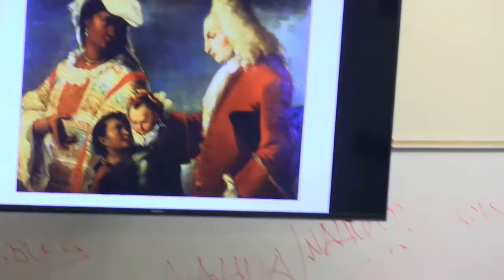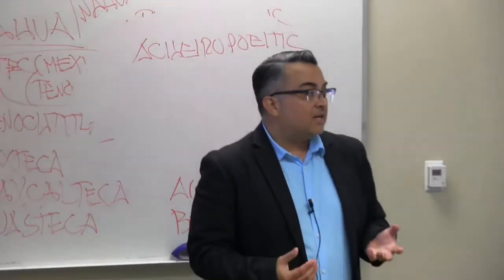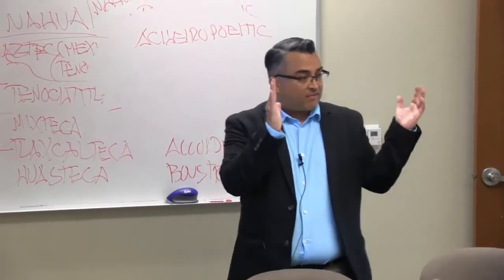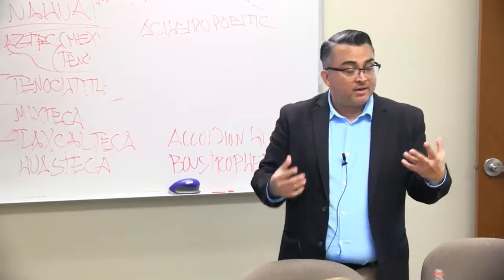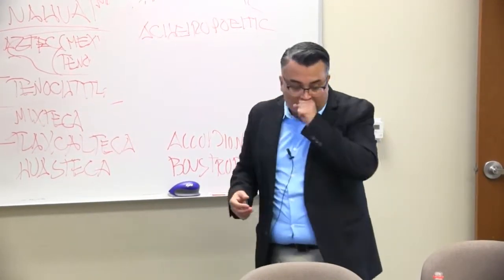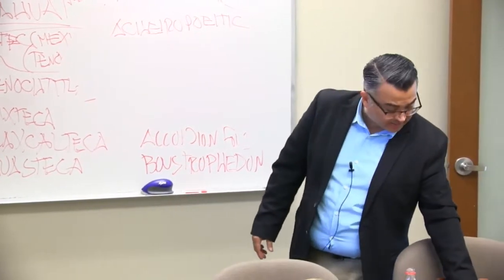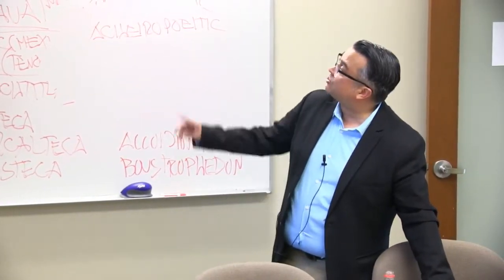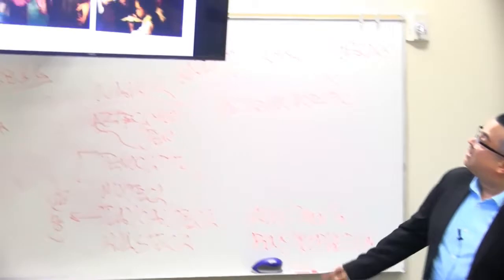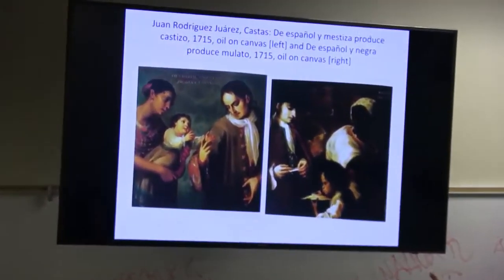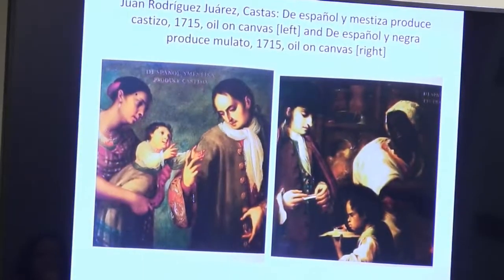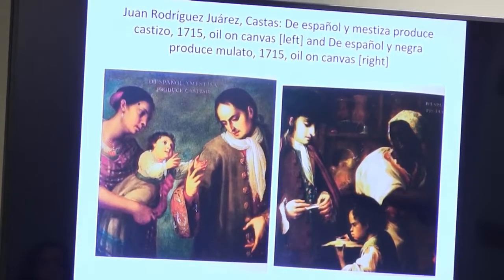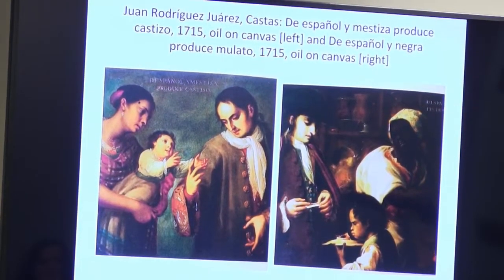And one of the questions we have to ask is, if they're interested in depictions of racial types, why not just have the mulatto and the mestizo? Why bring the father and the mother into it? I'm going to explain why. Casta paintings take one of two forms. Oh, here are just two others. They're part of a series. This one is of Spaniard and mestizo, produce castizo. Of Spaniard and a black woman, they produce mulatto. Just examples from this one series.